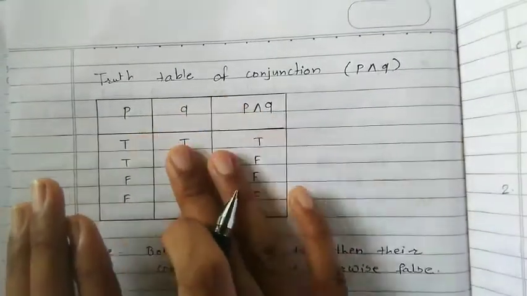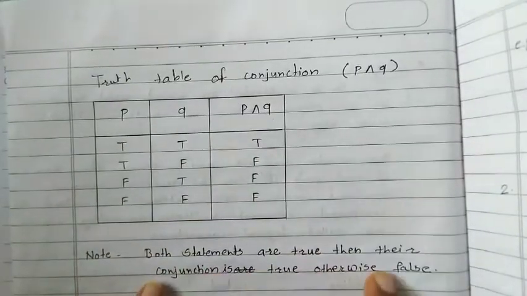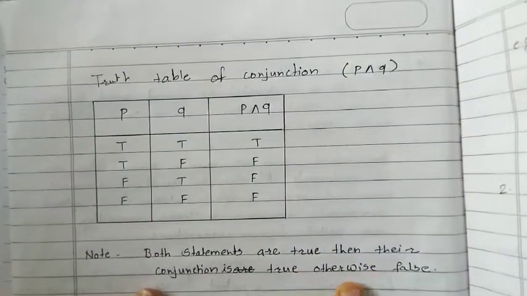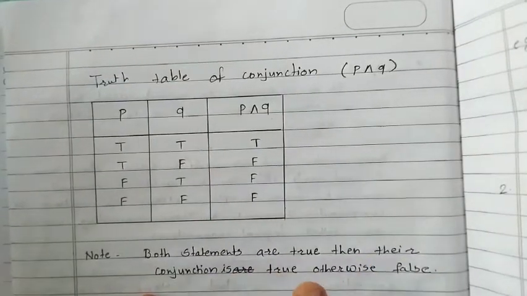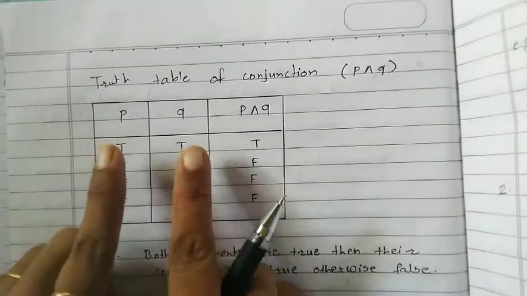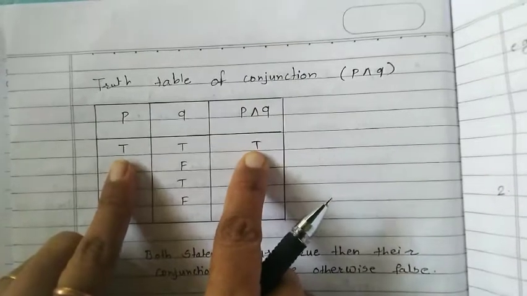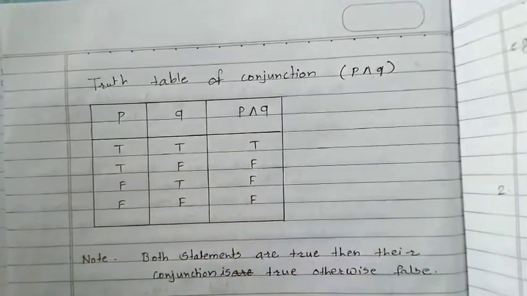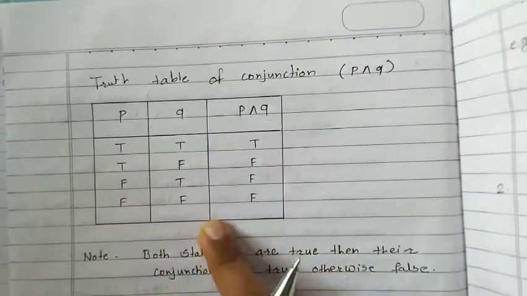Now you have to learn this table by heart. By using this sentence you can remember this table. What is the sentence? If both statements are true, then their conjunction is true, otherwise false. Statement P and statement Q both are true, then their conjunction is true, otherwise false. By using this single sentence you can remember this table.